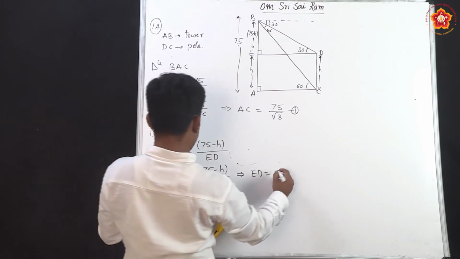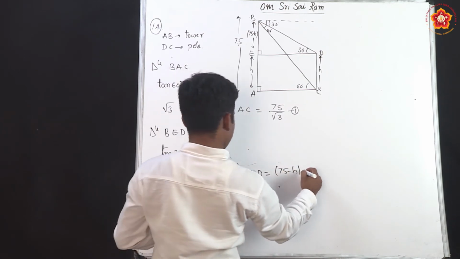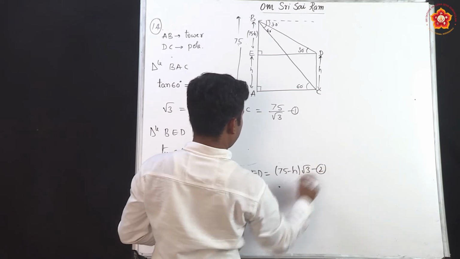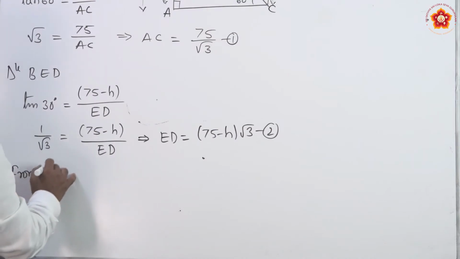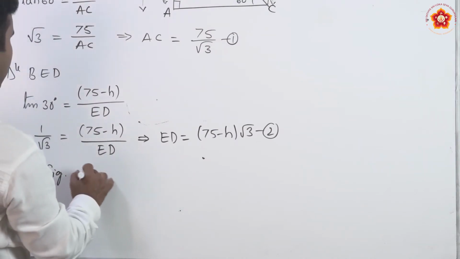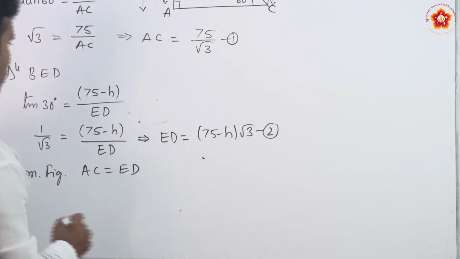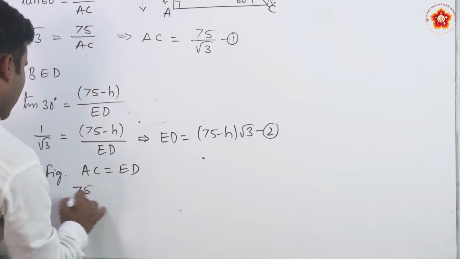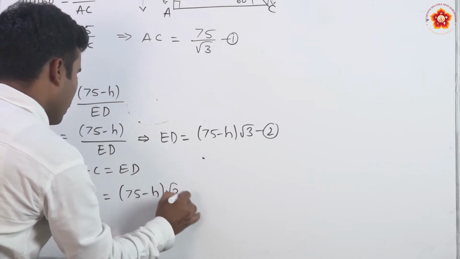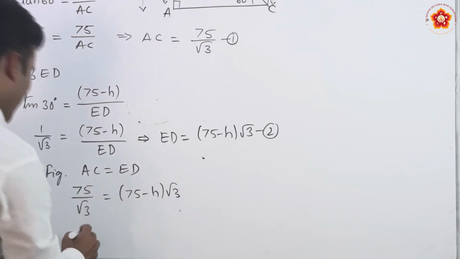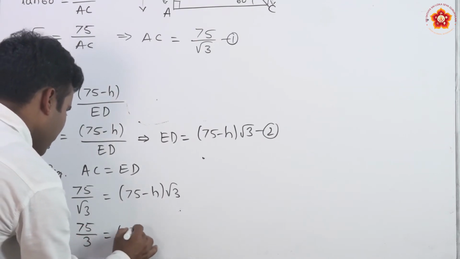Okay. So, ED from this is equal to 75 minus h into root 3, by cross multiplication, you can call it as 2. Now, you can observe, since from the figure I can write AC is equal to ED. So, I can equate from 1 and 2, that is 75 by root 3 is equal to 75 minus h into root 3.